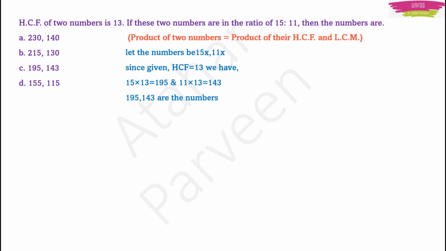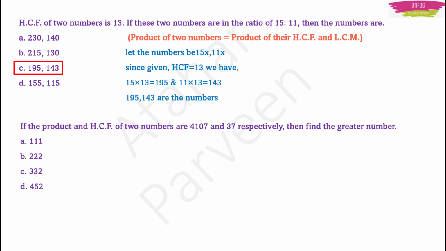So here option C should be the right answer. Okay. Next question. If the product and HCF of 2 numbers are 4107 and 37 respectively, then find the greater number. Here you have to find the greater number and they have given you the product of 2 numbers and HCF of 2 numbers. The product of 2 numbers is 4107 and HCF is 37.